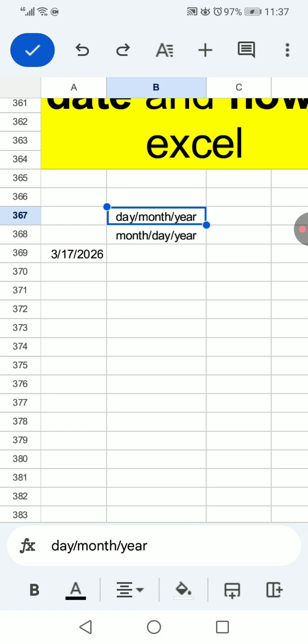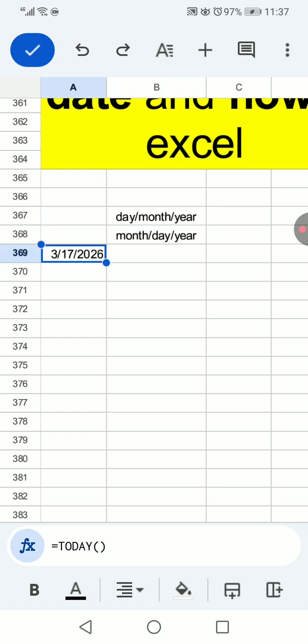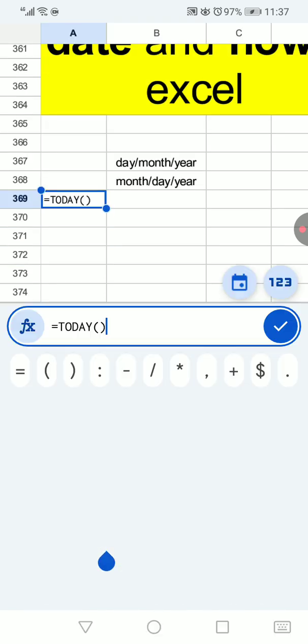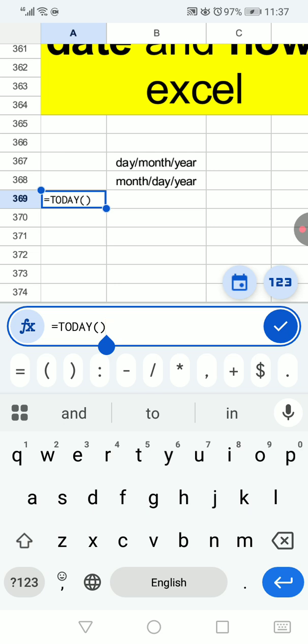And let's say you forgot the format of Excel. In that case, you will simply write the formula which we have used over here, and that is equal to TODAY, both brackets.